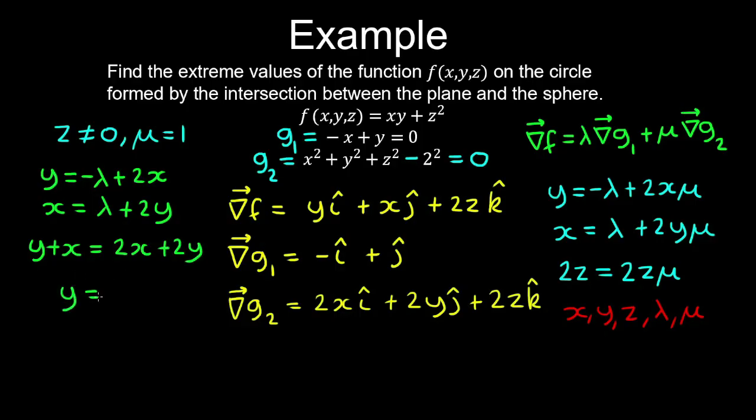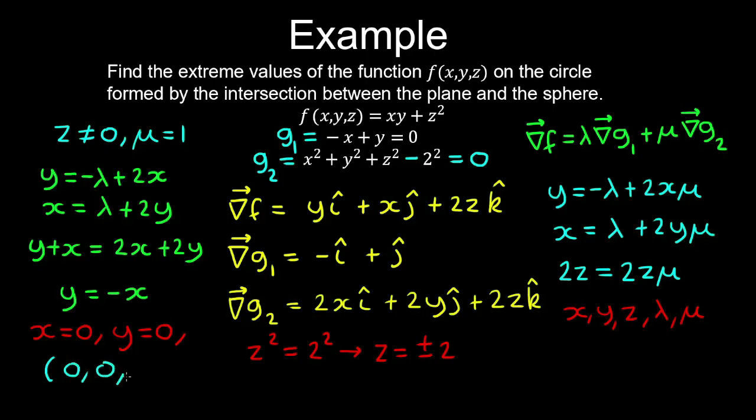So that gives y is minus x. And if we substitute this into the first constraint function, we get minus x is 0, so x is equal to 0. And y is equal to minus x, so that means y is also 0. And substituting these into the second constraint function, we get 0 plus z squared, and adding 2 squared to both sides, and taking the square root, we get z is equal to plus or minus 2. So therefore the extreme values occur at the points with x equals 0, y equals 0, and z is equal to plus or minus 2. So that's our first case.